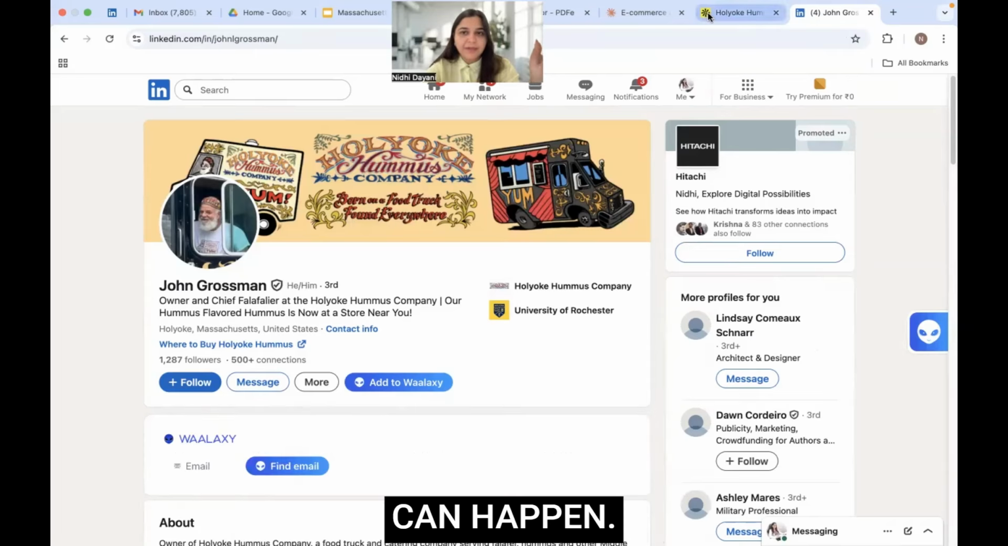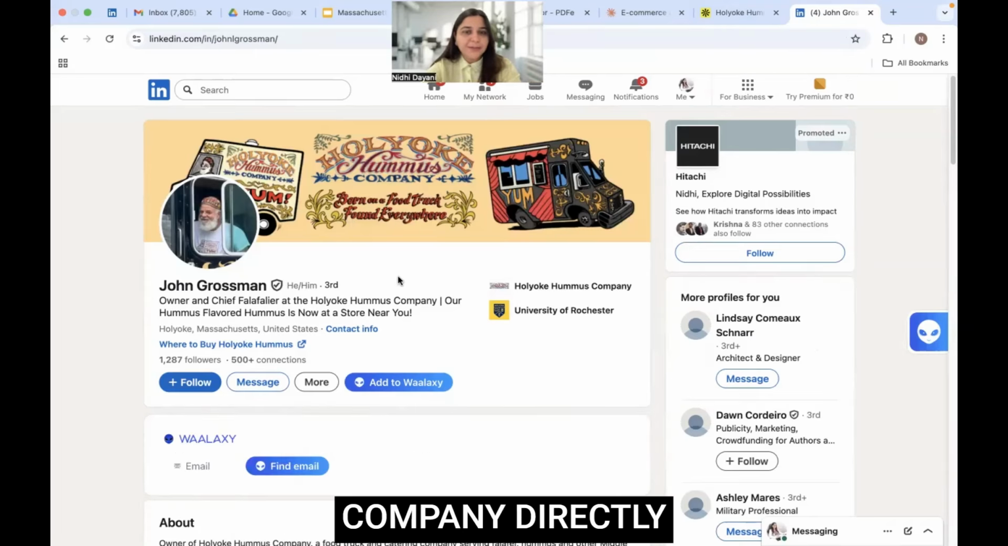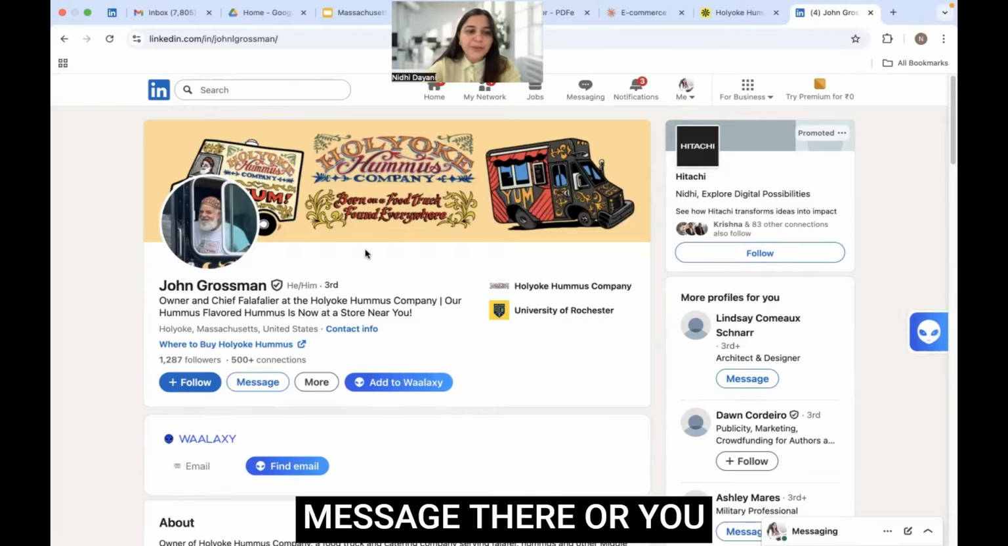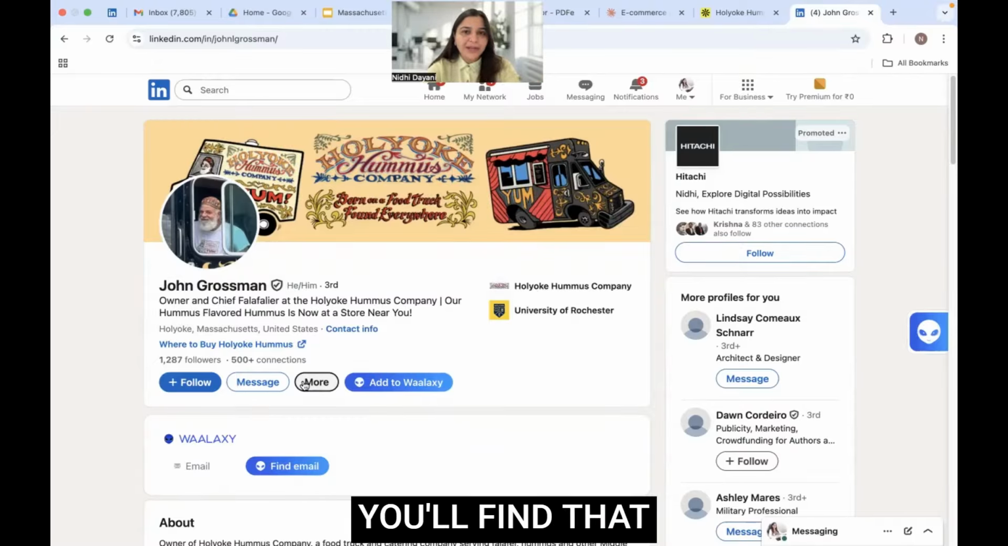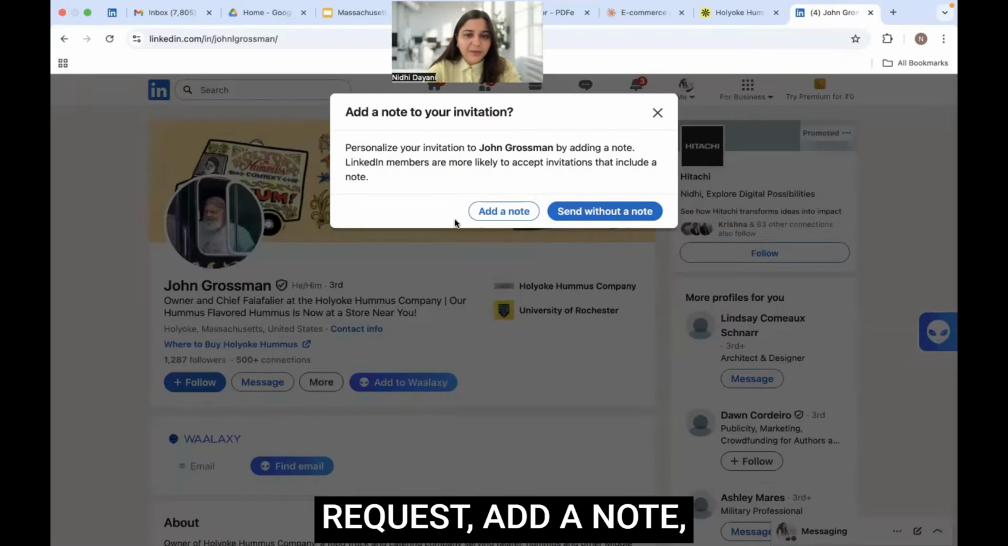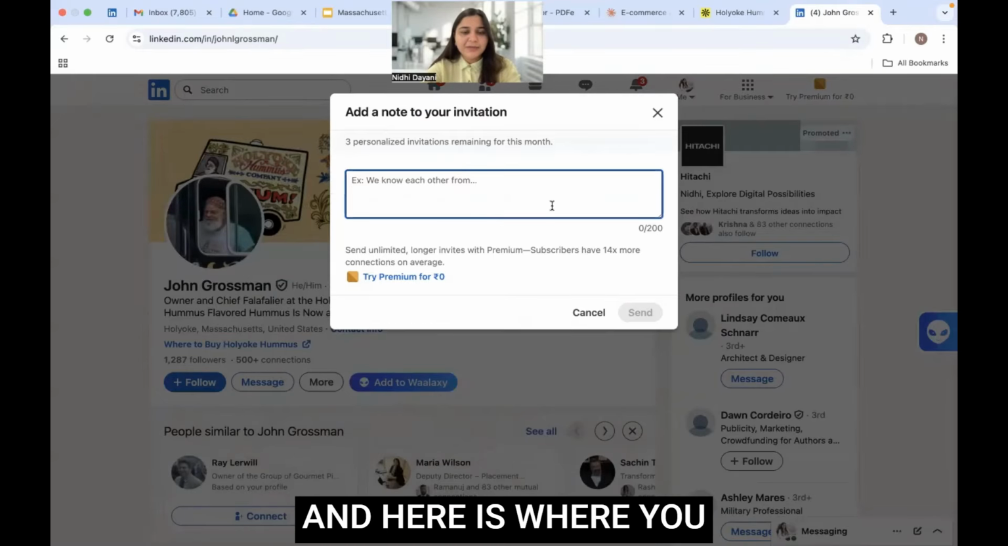Two things can happen. One, you can of course reach out to the company directly on their LinkedIn. Corporate profiles on LinkedIn are always open for messaging, so you can write a message there. Or you could reach out to the founder directly, and mostly you'll find that their profiles are in LinkedIn Premium, and messaging would not be open. So you just click on the more section and send a connection request, add a note, and here is where you can type the note.